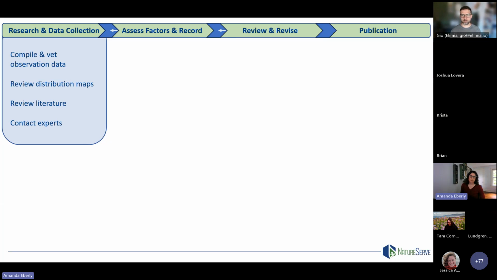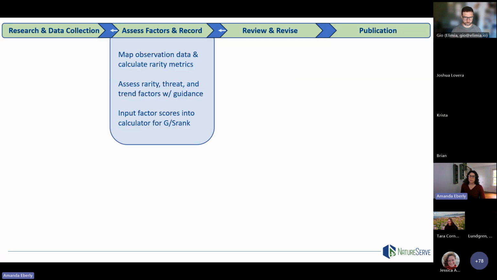The first step, we're compiling and vetting observation data, reviewing maps and literature, and contacting experts. The second step, we map those found observation data and calculate rarity metrics. The observation data combined with literature and other gathered information is used to assess rarity, threats, and trend factors outside of those rarity metrics. And we use our NatureServe guidelines on applying the information to the factors.